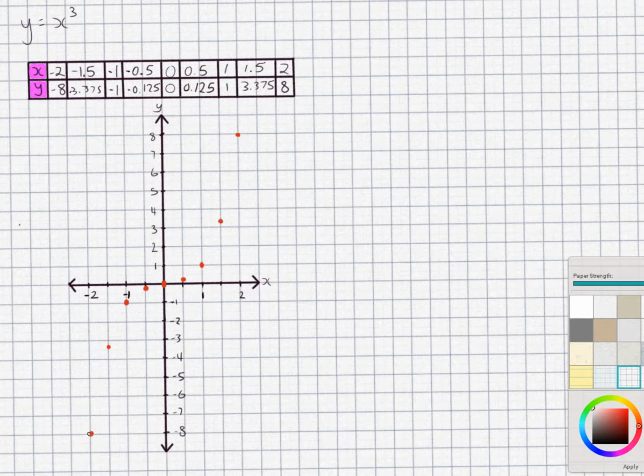We can see that if we kept going, if we substituted in x equals 3, we would get 27, and likewise negative 27 when x is negative 3. So let's join these points now with a smooth curve, smooth as possible, to form a cubic. Put some arrows on the end. So that is our basic cubic function.